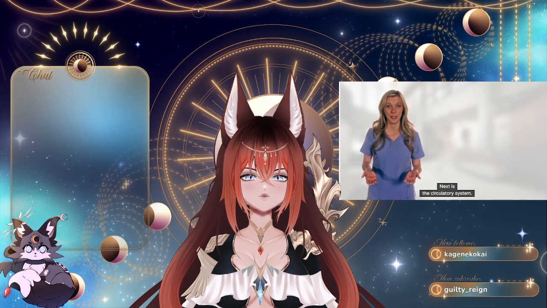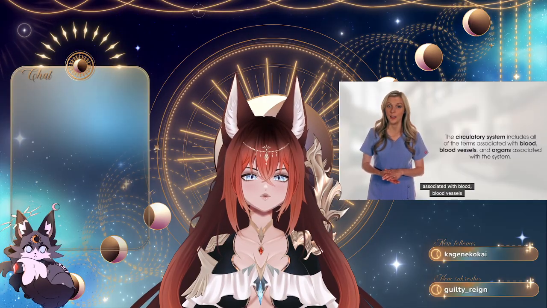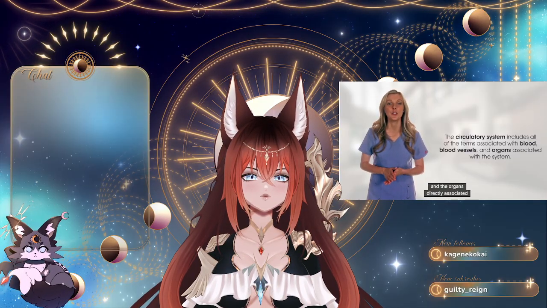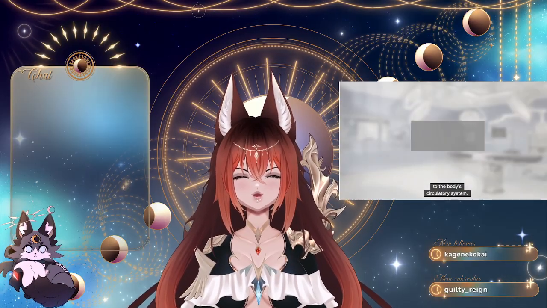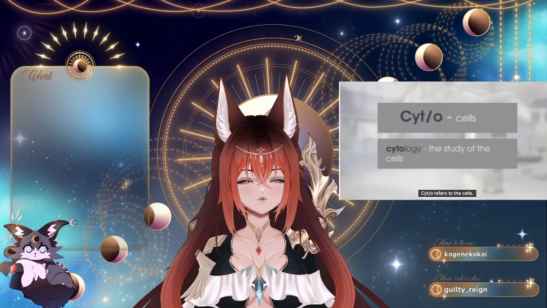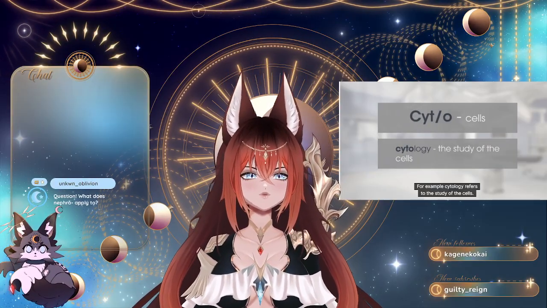Next is the circulatory system. The circulatory system includes all of the terms associated with blood, blood vessels, and the organs directly associated to the body's circulatory system. Cyto refers to the cells. For example, cytology refers to the study of the cells.